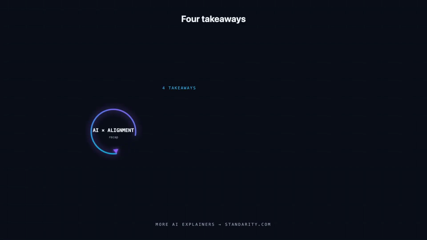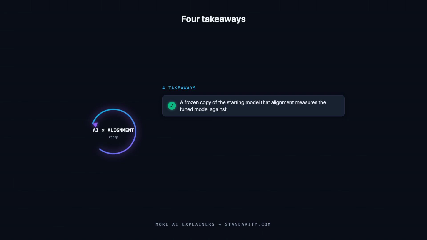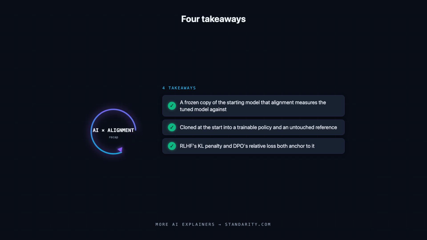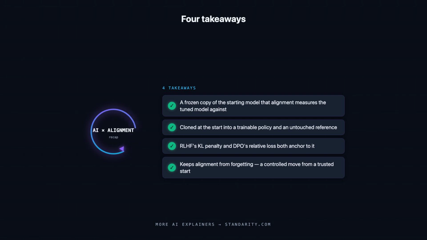All right, let's lock in what matters. A reference model is a frozen copy of the starting model that alignment methods measure the tuned model against. You begin alignment by cloning your model into a trainable policy and a frozen reference, and only the policy ever updates from there. In RLHF, its KL penalty anchors the model against drift. In DPO, the loss is written relative to it, enforcing the very same tether. The takeaway is that alignment is not learning from scratch, but a controlled move away from a trusted starting point.